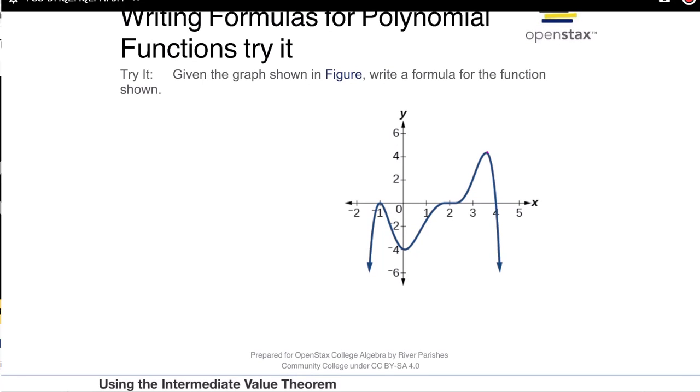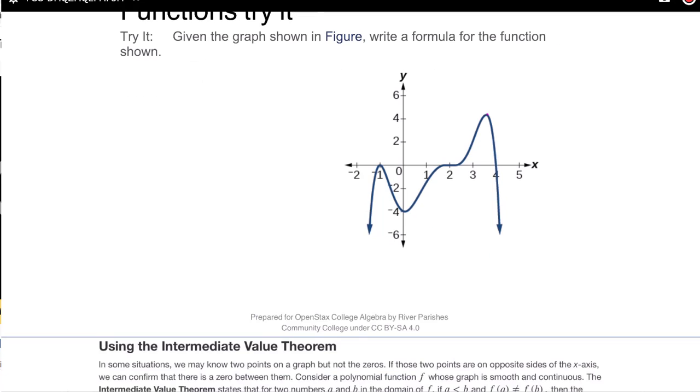Okay, so first I'm going to identify the zeros. It looks like we have 3 zeros. We've got x equals -1, x equals +2, and x equals 4. So this would be the factor x plus 1. This is the factor x minus 2. This is the factor x minus 4.